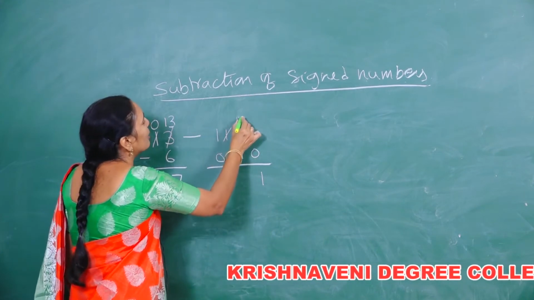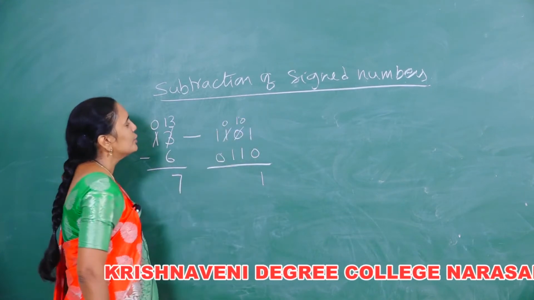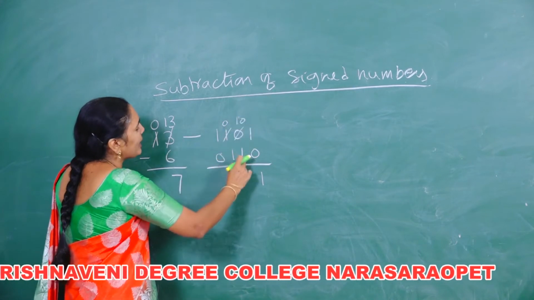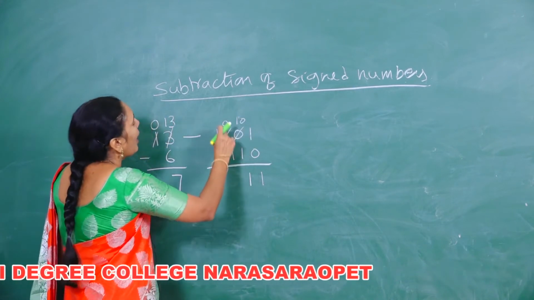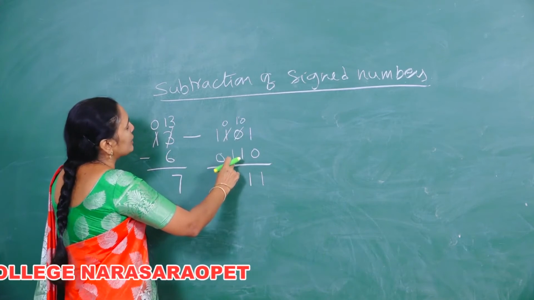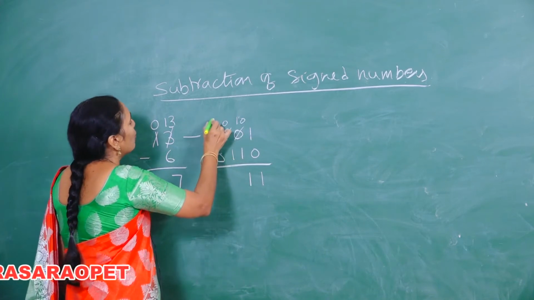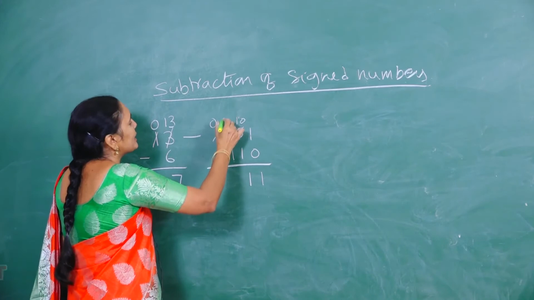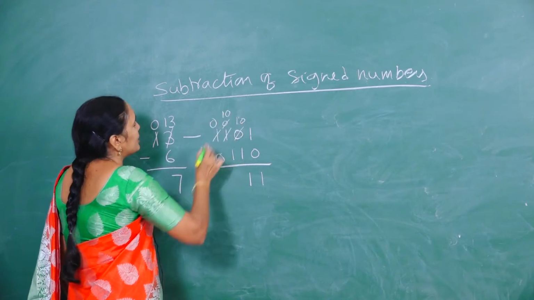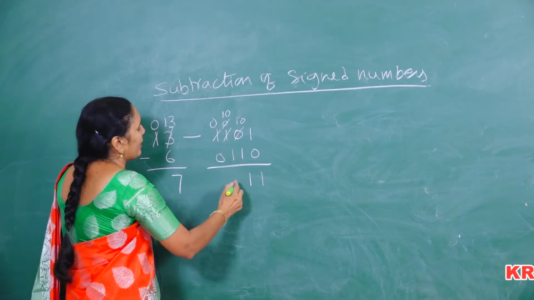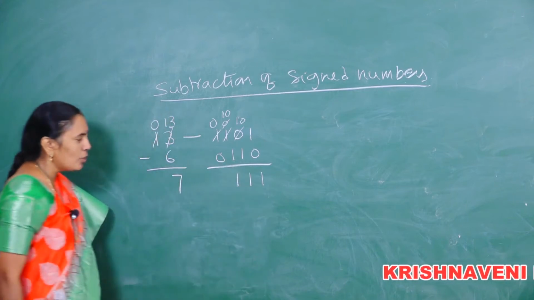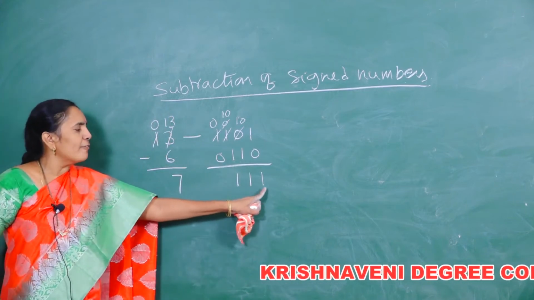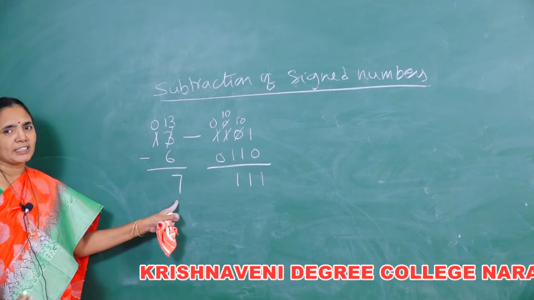Now this value becomes 1 0 and this value becomes 0. 1 0 minus 1 will become 1 and 0 minus 1 I can't subtract. Now again I will borrow from the previous digit. Now this value becomes 1 0. 1 0 minus 1 will be 1, whose 1 1 1 is the decimal equivalent of 7.